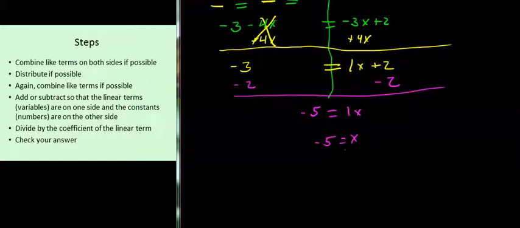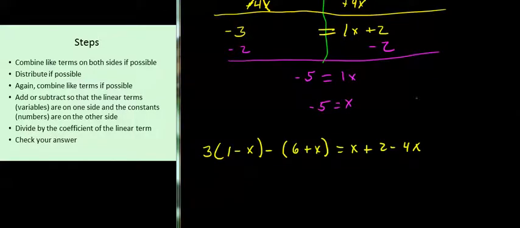So I'm done. If you wanted to divide by the coefficient, you would say divided by 1, but that's so unnecessary. Any other number, you got to actually do the division. This, I don't. All right, I'm done there. All right, lastly, I need to check, so I'm going to rewrite my equation.